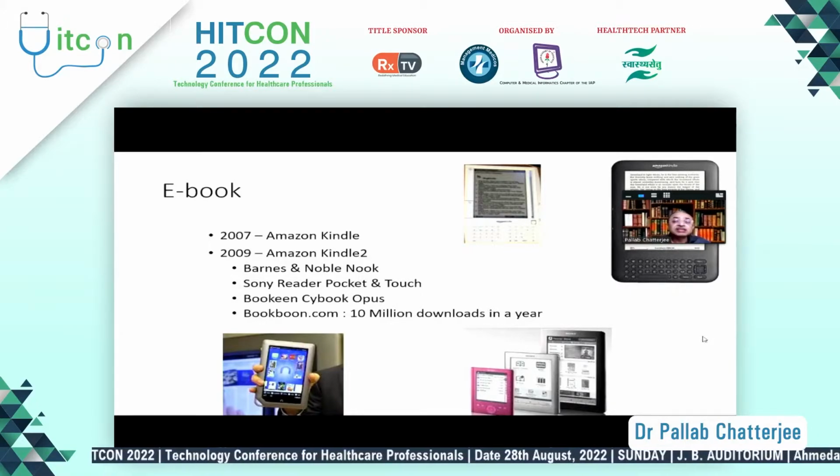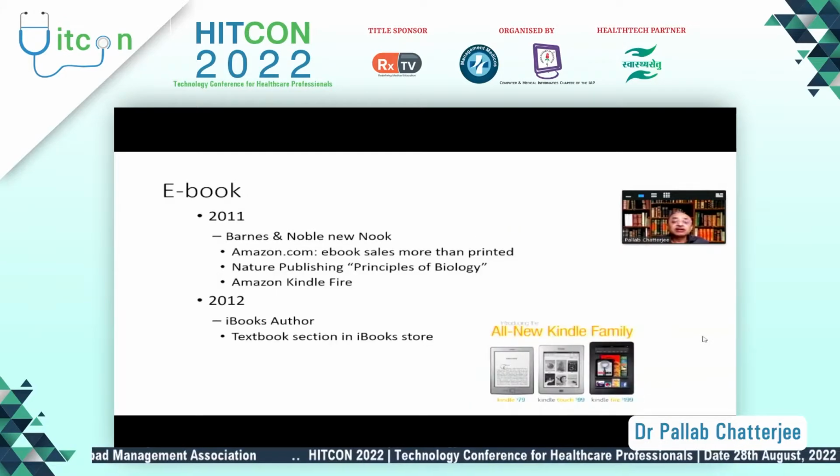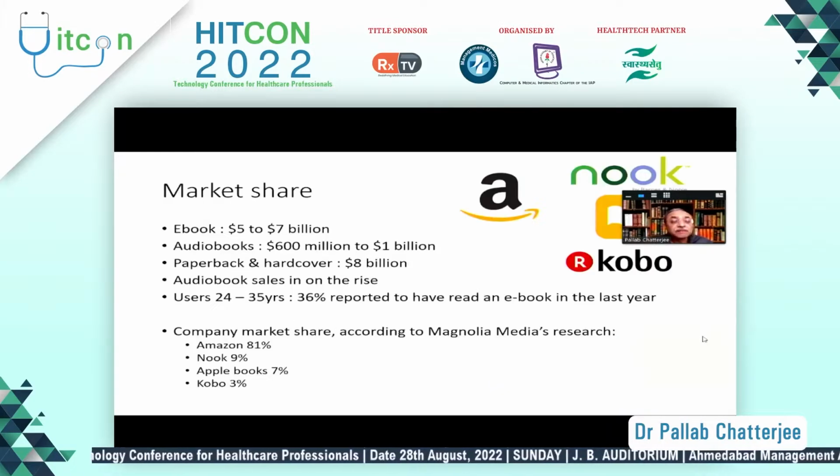There was the Barnes and Noble Nook. Nook is basically an acronym for book. So you had this Nook, and then Apple came with their iPad and iBooks, and Amazon now has the Amazon Kindle Fire. So this is the Amazon Kindle Fire that they have. There you can have various types of ebook readers.